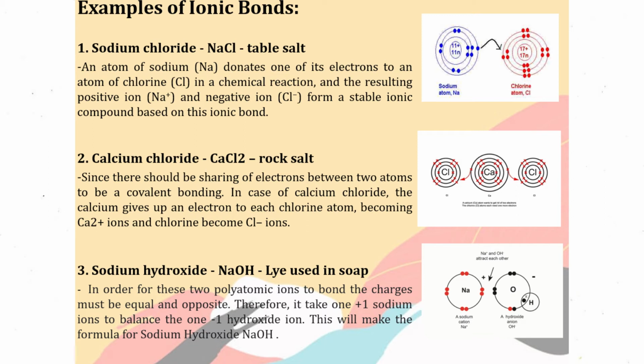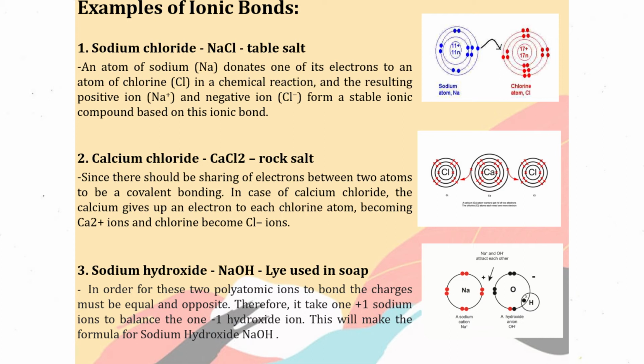Second, we have calcium chloride, or rock salt. Since there should be sharing of electrons between two atoms to be a covalent bond, in the case of calcium chloride, the calcium gives up an electron to each chlorine atom, becoming Ca2+ ions, and chlorine becomes Cl- ions.